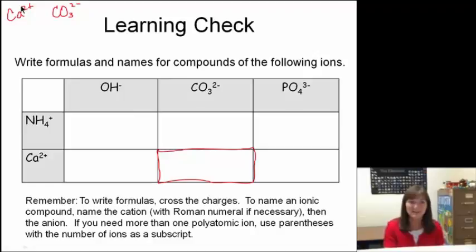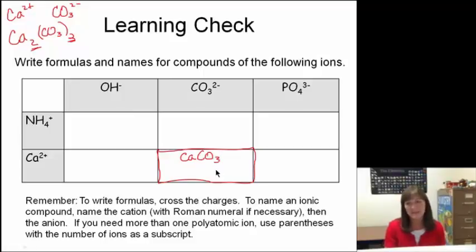So we're just going to cross. So we're going to bring the 2's down. So we would have calcium, I need 2 of those. Carbonate, well, I need 2 of those. But remember to reduce. 2 and 2 can reduce down to 1 and 1. So you're going to end up just with 1 calcium and 1 carbonate.